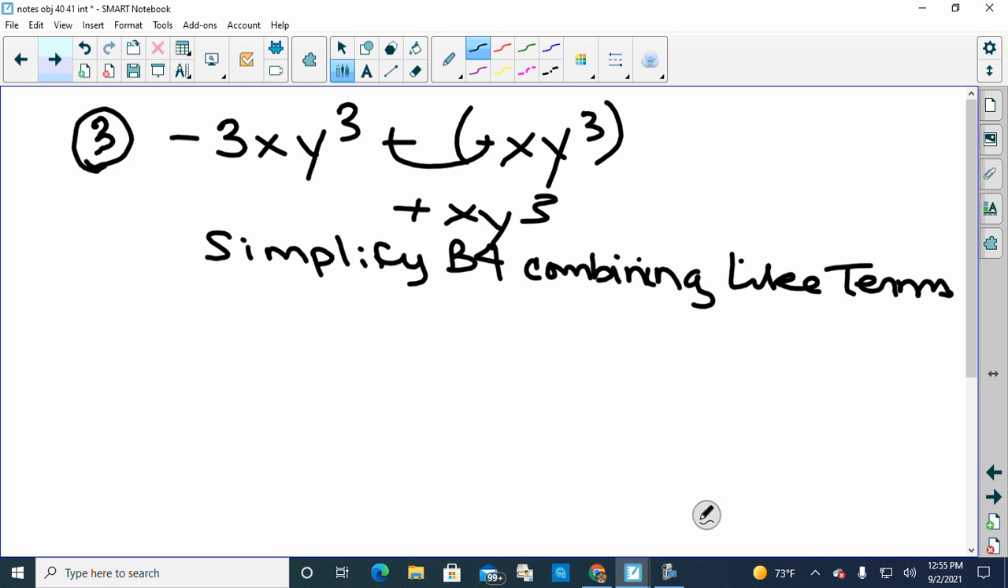Okay, so are they like terms? Yes. Now I have a negative 3 and a positive 1. A negative 3 and a positive 1 would make it a negative 2. And again, don't do anything with the variables. The only time you do something with the variables is if you were multiplying or dividing or doing the exponents or something like that, which this one did not have. Okay, last, I think it's the last one.